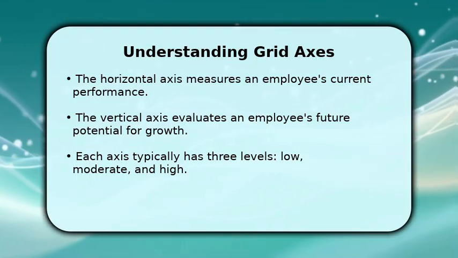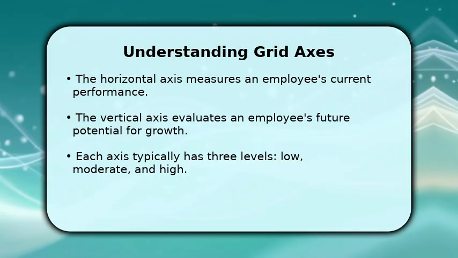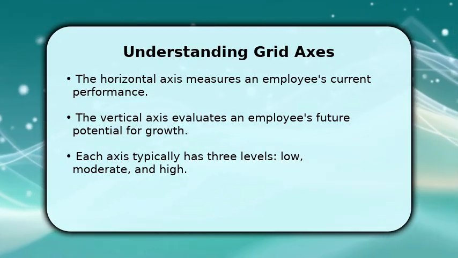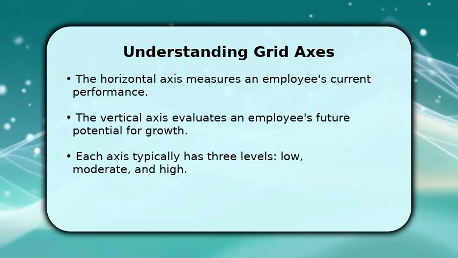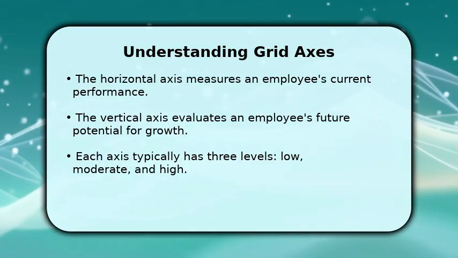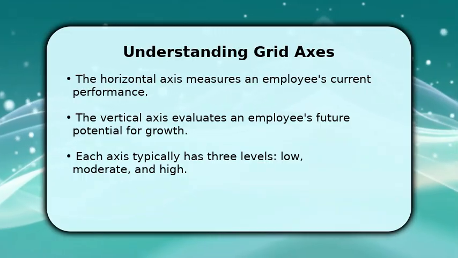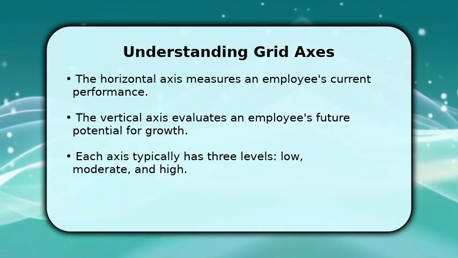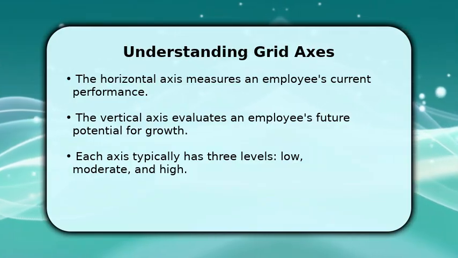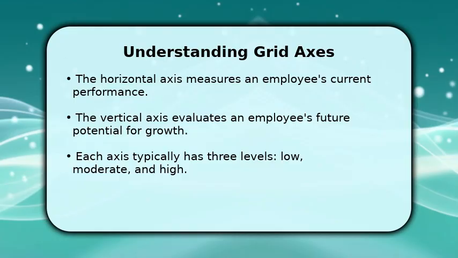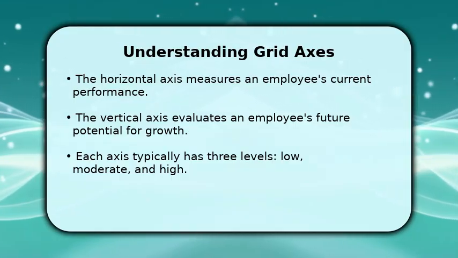The horizontal axis represents current performance, ranging from low to high, indicating how well an employee meets their objectives. The vertical axis, also scaled from low to high, assesses an individual's potential for future growth and increased responsibility. These 3x3 dimensions create the 9 unique boxes for evaluation.